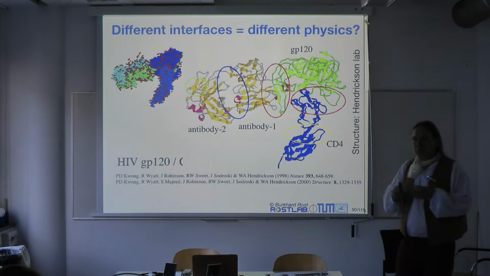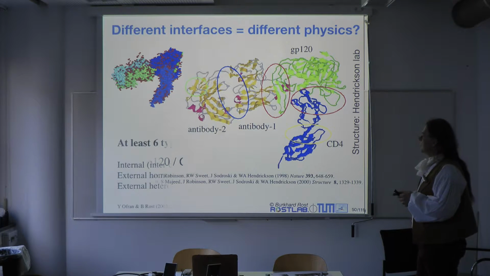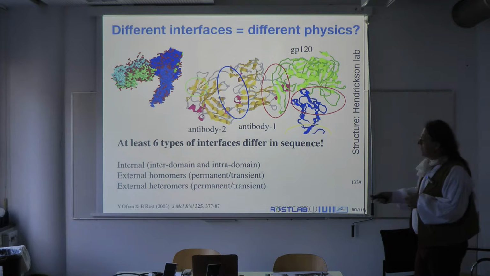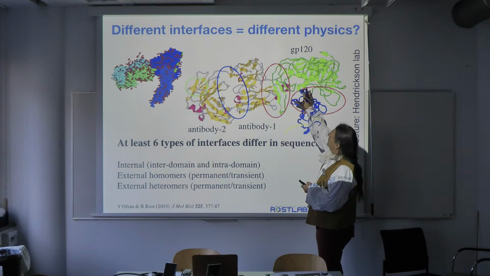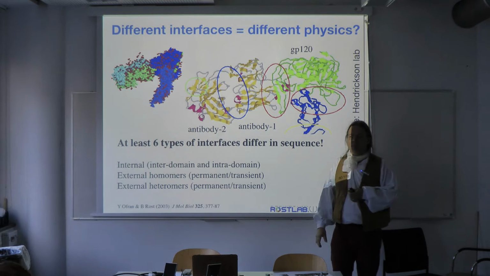Now, where would I get the data for this from? In principle, what we want to distinguish here is external heteromers, so transient protein-protein interaction. In this particular case, the GP100 against the antibody. So that's the binding site we want to find.